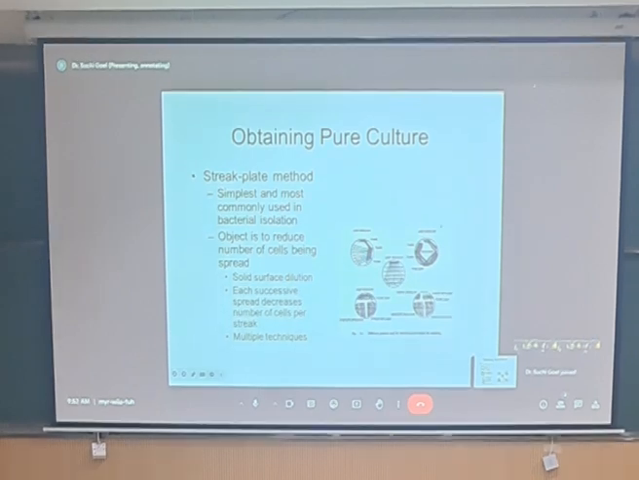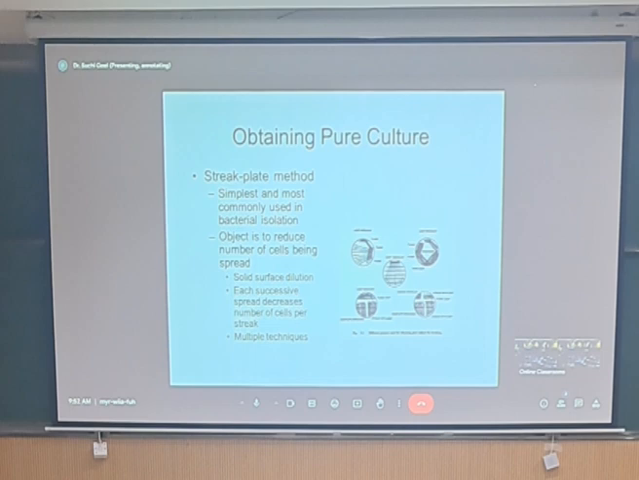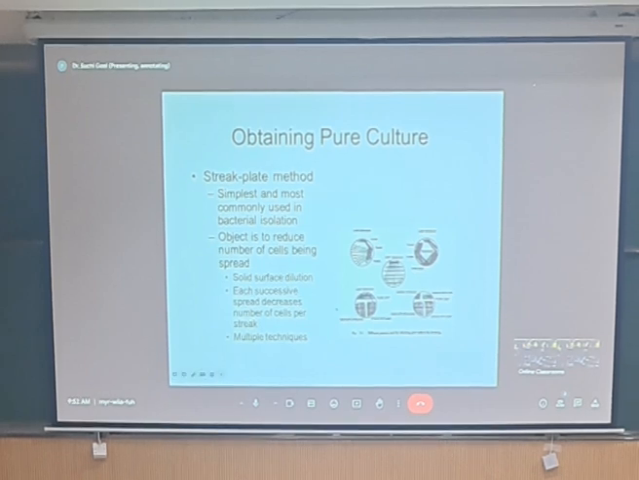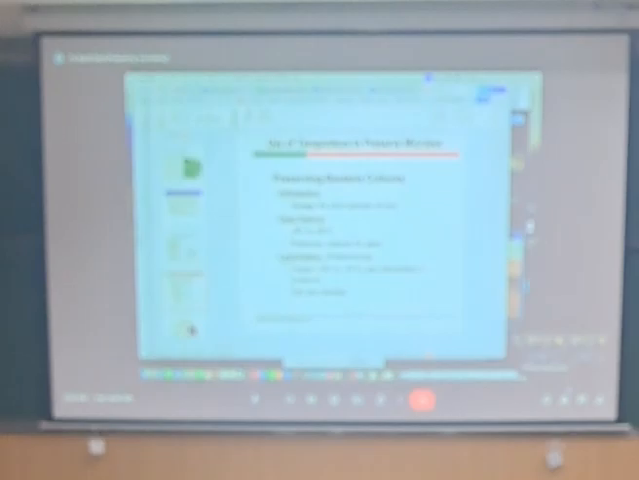It's the most common method for bacterial isolation. The object is to reduce the number of cells being spread. It's a solid surface, so what you're doing is you are actually diluting it. You can do anything you want. There is no specific pattern. Some people like to do it like this, some can just do it like this, or some can do it like this. Basically, your principle is to just dilute the culture from the original culture on a plate itself. So you can have any number of beautiful patterns you want on the plate, and you will get an isolated colony.